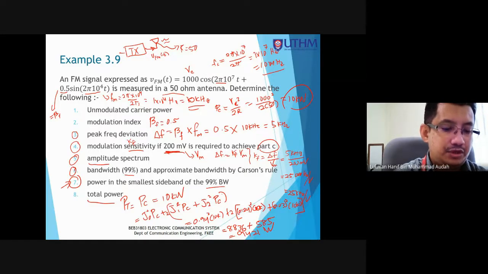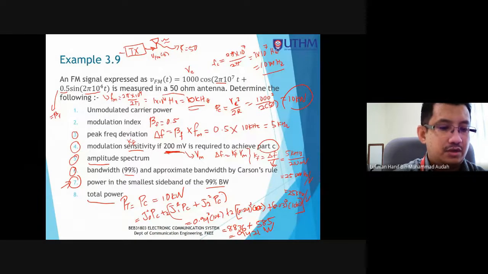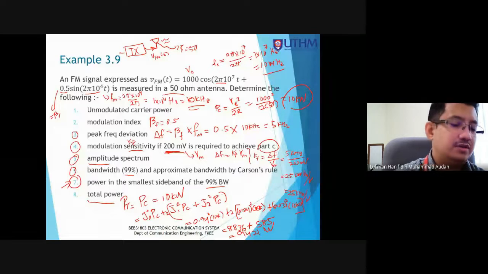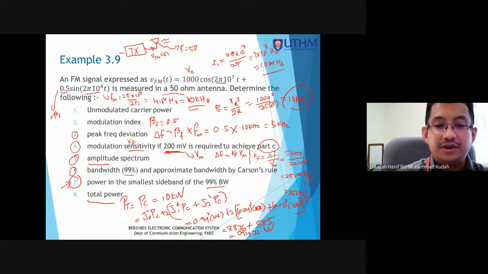Okay. 0.94 square times 10k, 8836 plus 0.24 square times 10k plus 0.03 square times 10k. So 485 plus 8836, 9421. Okay. So either one, no problem. Boleh. You can write 10k or you can write 9421.